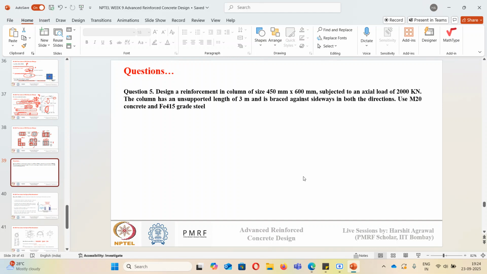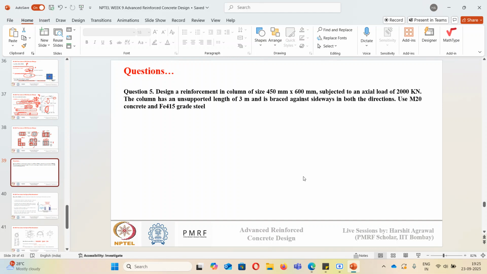So we will equate the equation Pu is equal to 0.4 fck Ac plus 0.67 fy Asc. But first we need to check whether it is a short column or a long column. Right now, since we have read only about short columns, we are assuming that it is a short column, but in an actual exam or actual application you won't know whether it is a short column or a long column. So it is always good practice to give an initial check.